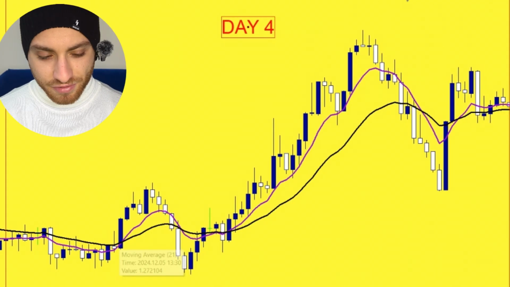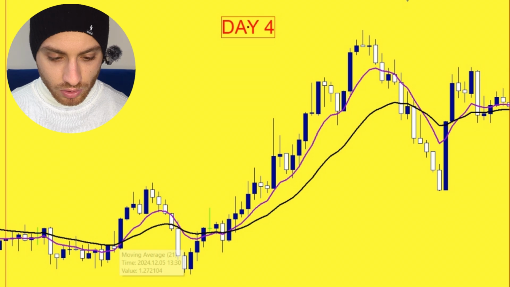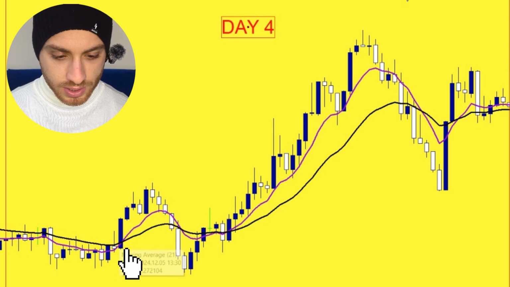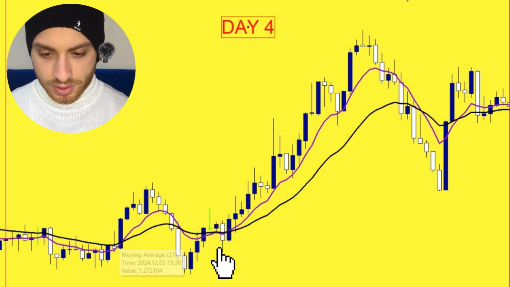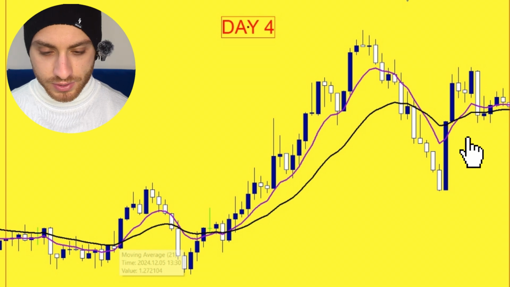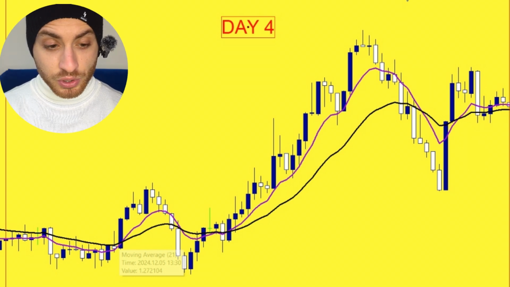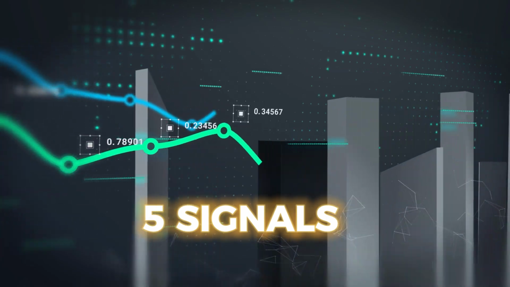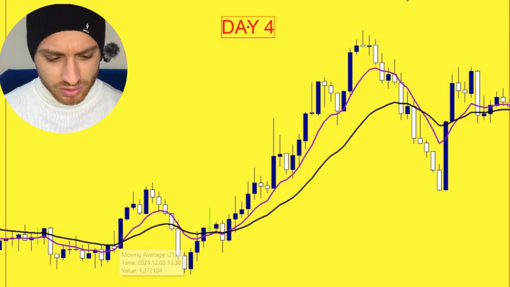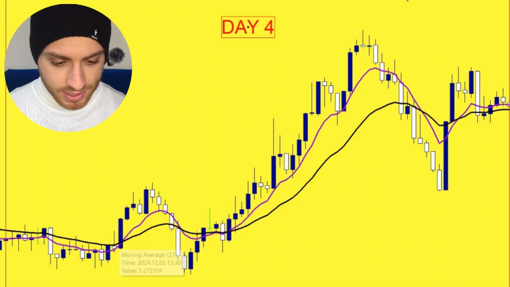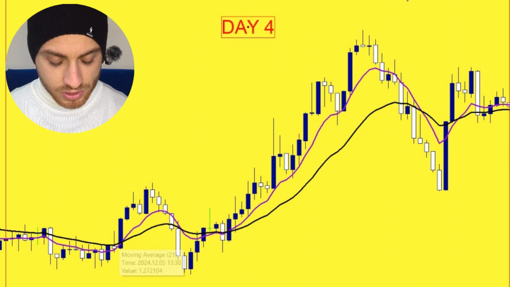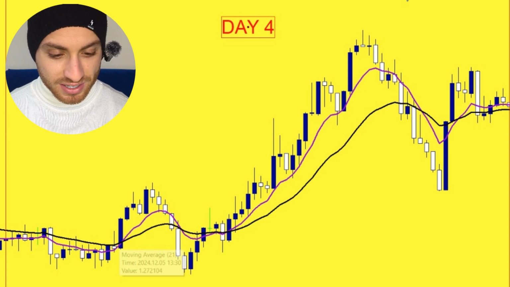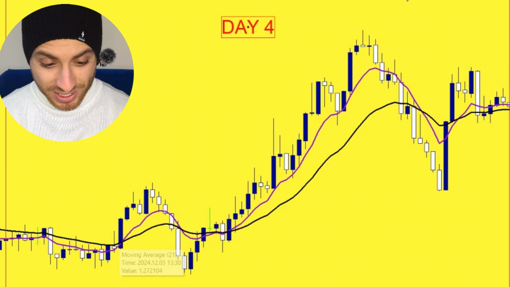indicator. This is the fourth day. First of all, we have 1 signal, 2 signals, 3 signals, 4 signals, 5 signals. On average, if you noticed, on that time period, it gives around 5 signals. Here we have a buy signal when the purple line crosses the black line. And I'm assuming that people will enter around here. Their profit is until here. And then it moves against them.